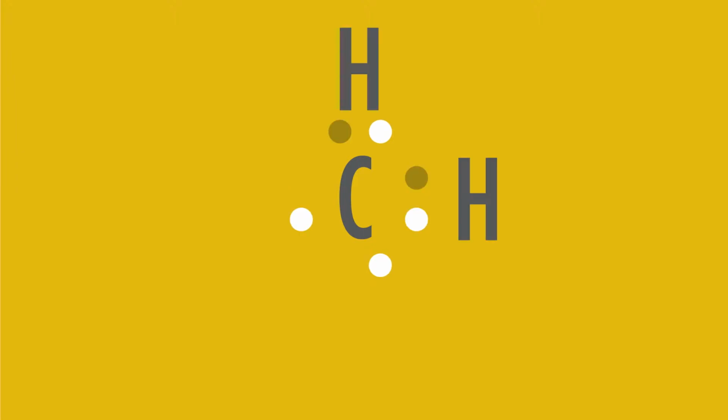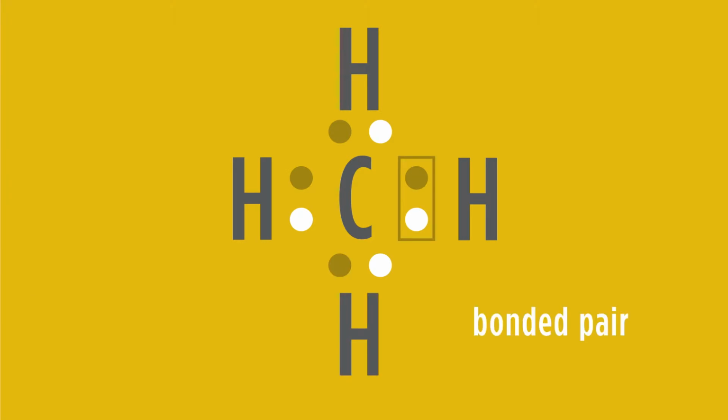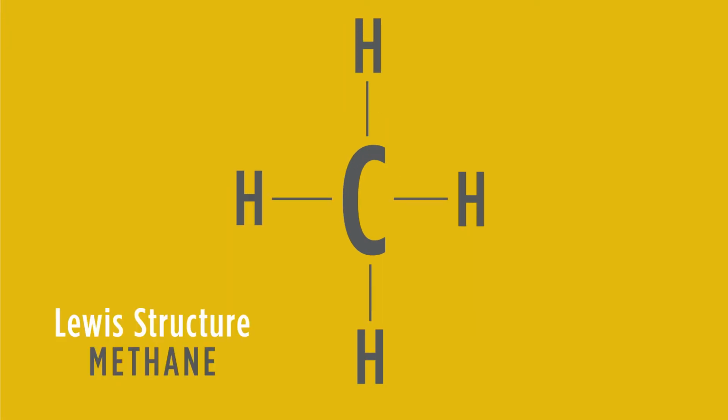So we'll start with the carbon in the center. It has the most non-bonded electrons. Then we'll start attaching our hydrogens to these. Notice that now, 1 bond from carbon, 1 bond from hydrogen, we now have a bonded pair. Notice that carbon has 4 hydrogens around it. This is the Lewis structure for methane. Also notice that there are no lone pairs on the hydrogen because each hydrogen only had 1 electron.